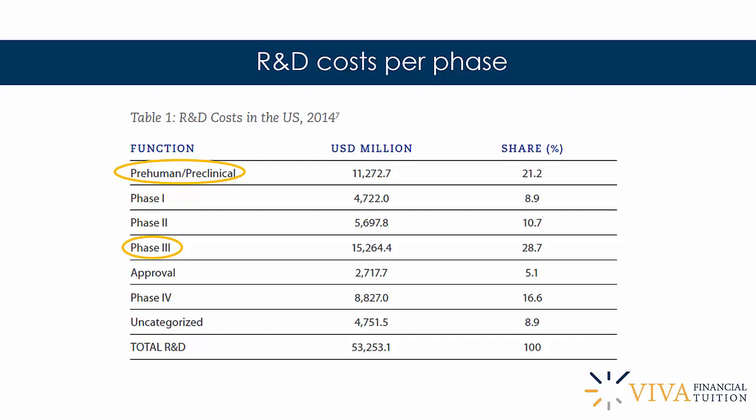Pre-human and preclinical then is the next most expensive, in and around 21.2% of the total costs of the research and development and approval phase. That comes in at around 11.2 billion US dollars, whereas phase 3 takes $15.2 billion. These were costs in the US overall in the pharmaceutical industry in 2014.